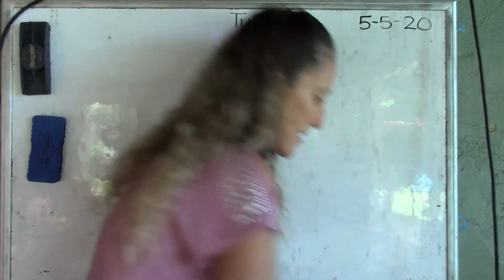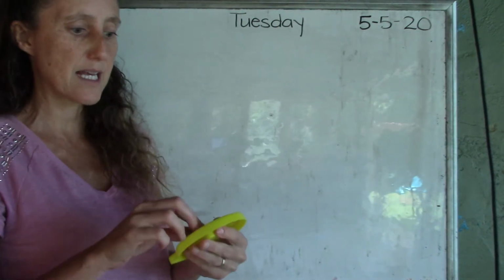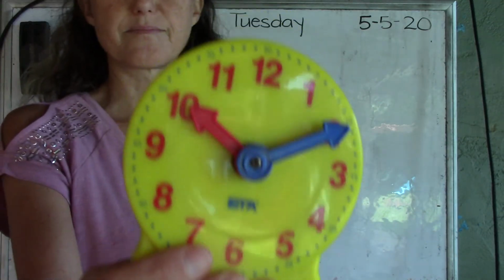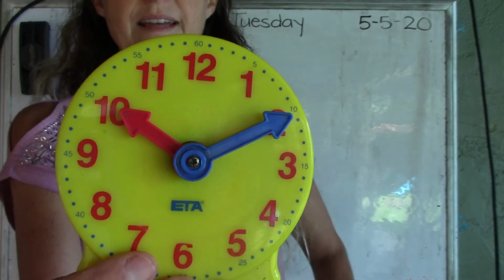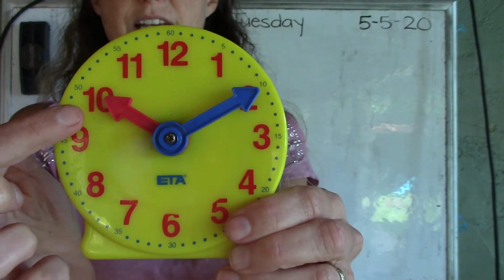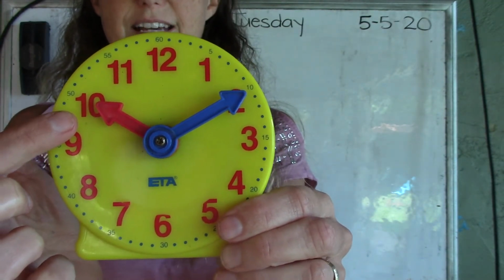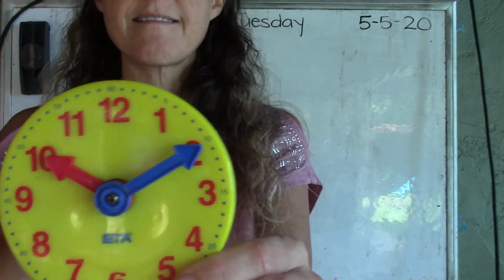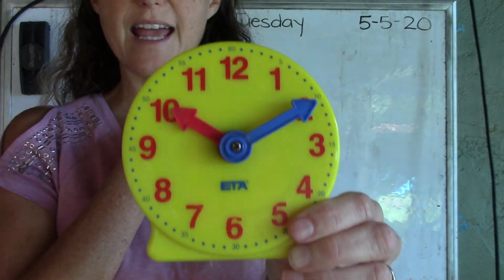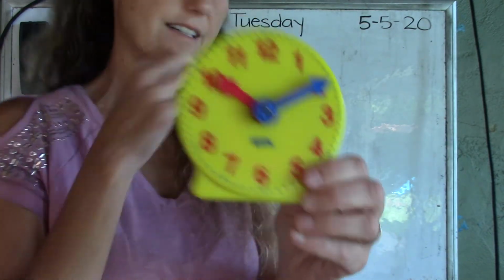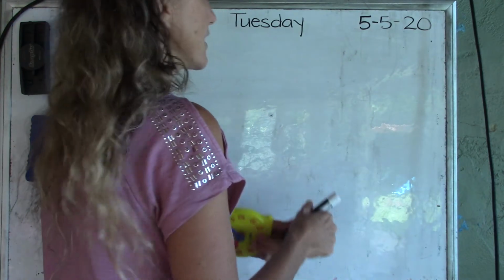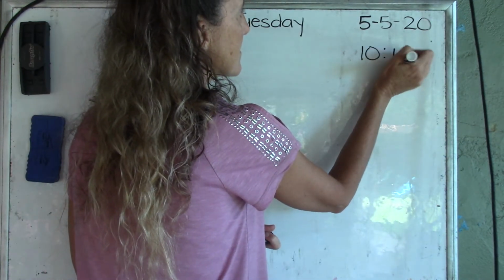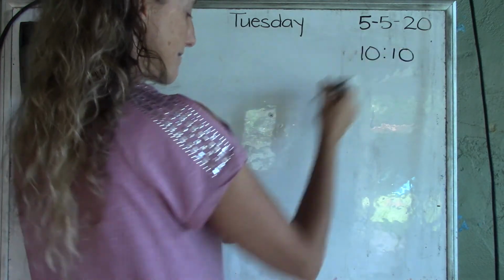Alright, let's look at the time. What time is it? Right, the hour hand is on the 10. And the minute hand, let's start counting. 5, 10. So it is 10:10. That's what 10:10 looks like. And we want to know what it looks like when you write it. It's 10:10.